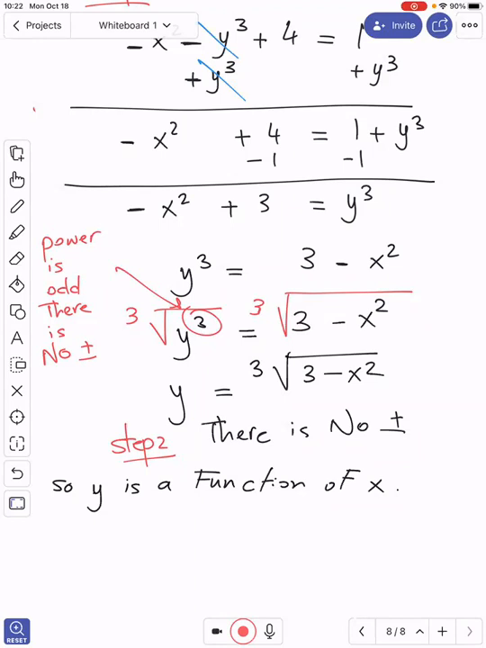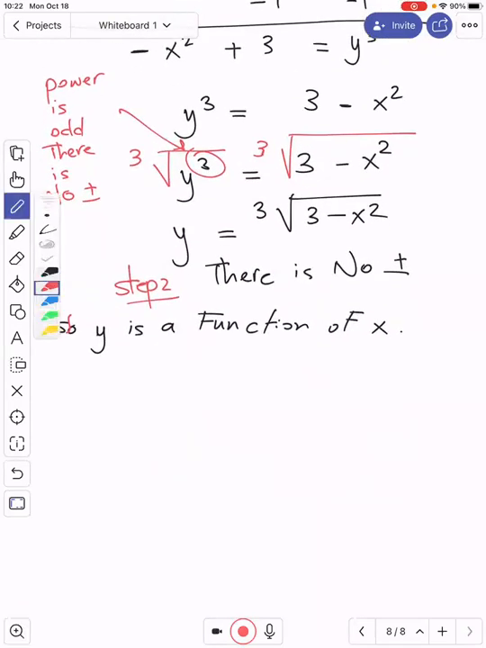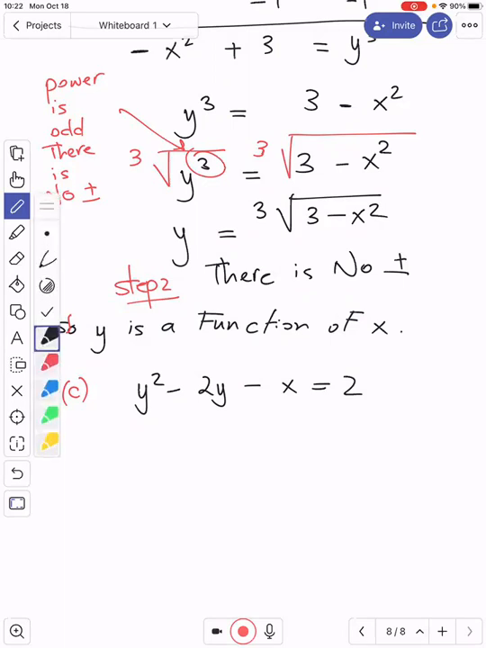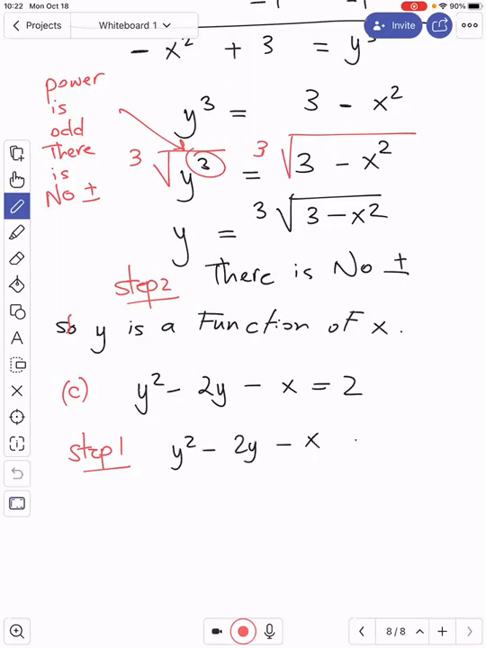Because of the square, y won't be a function of x. You're right. Let me say a couple of words about C, because it's kind of different from A and B. So here's y squared minus 2y minus x equals 2. As you said, we expect y won't be a function of x. But if we just follow the steps, in step 1 you're supposed to solve for y.